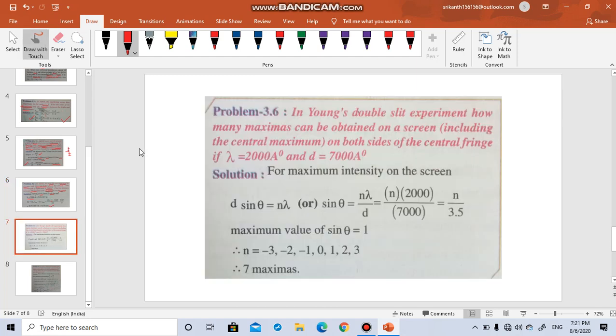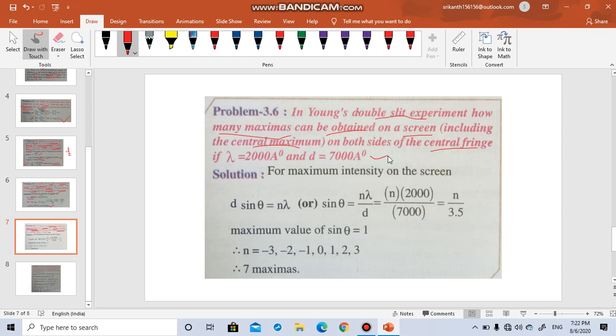Moving on to the next. In Young's double slit experiment, how many maxima can be obtained on a screen, including the central maximum, on both sides of the central fringe? It is asking on both sides. How many can you get?